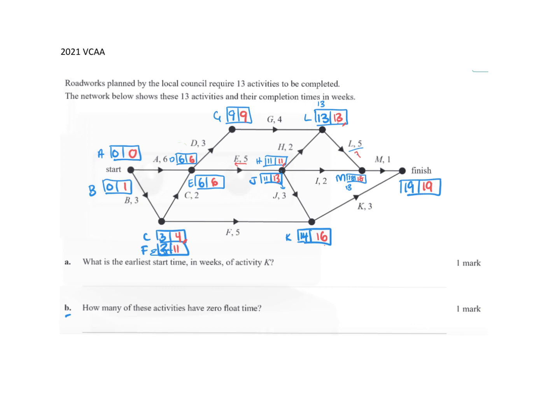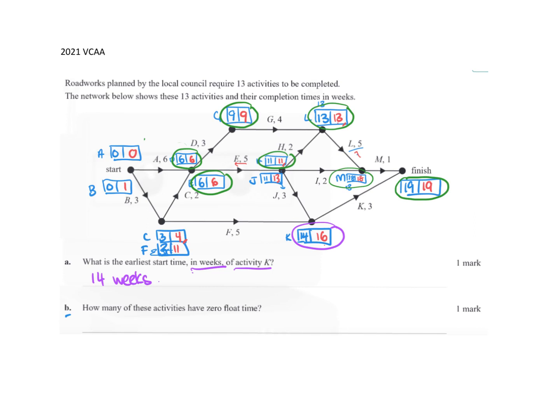So first of all, what's the earliest start time for activity K? That was there, so 14. These were in weeks, so 14 weeks. You can just write 14 because it said in weeks, so you just write the number, I would suggest, so we don't accidentally write the wrong one. And then how many of these have a 0 float time? So the critical path will have a 0 float time, but you just count the numbers that are all the same. So we've got 1, 2, 3, 4, 5, 6, 7, and so yeah, it's actually 7 activities.